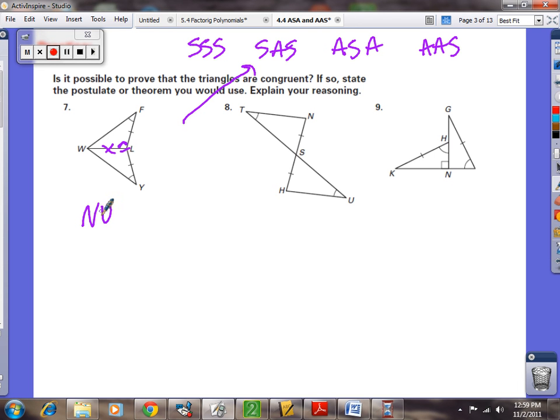Okay, let's look at 8. What do they give us on 8? They give us the angle T matches up with angle U. Side NS matches up with side HS. What else? Now there's a vertical pair right here. Let's do 2 arcs. Draw 2 arcs. So angle TSN matches up with angle HSU. So what can we use?